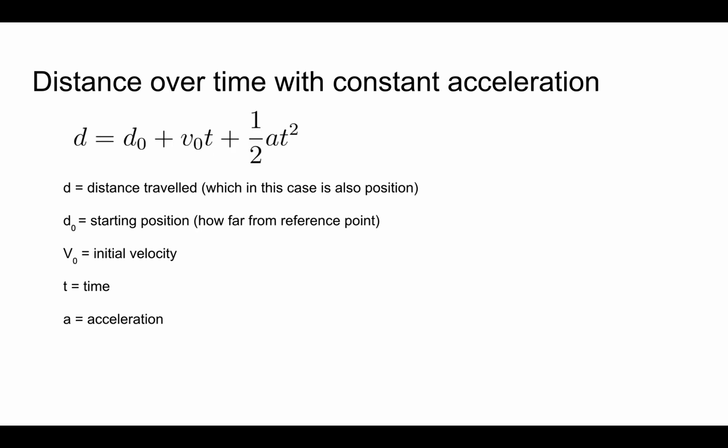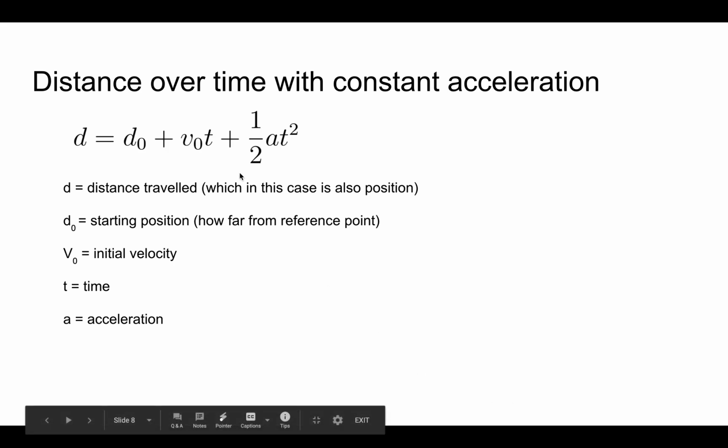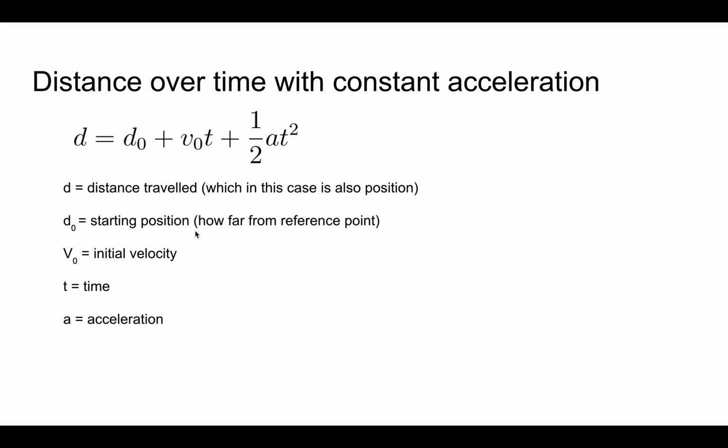So now let's go for the more complicated case where we include acceleration, where we have constant acceleration. This is typically like gravity or the acceleration of a rocket motor or some other situation like that where you have an approximately constant acceleration. So it's d equals d naught plus v naught t plus 1/2 at squared. d again is the distance traveled, which you can think of as position. d naught is the starting position, how far you are from your reference point or your origin. v naught is the initial velocity, t is time, and a is the acceleration.